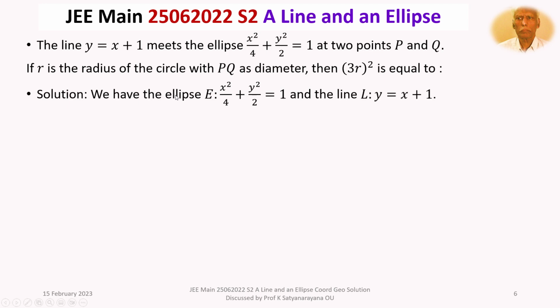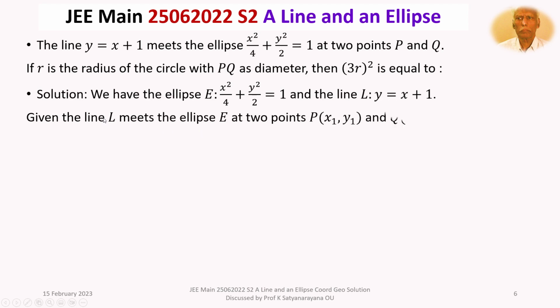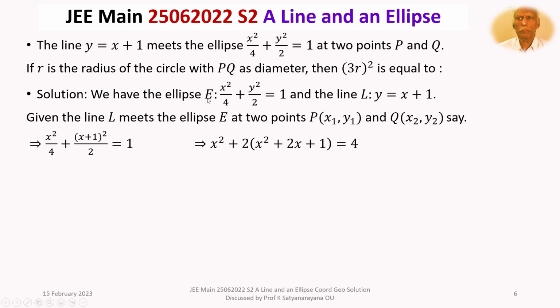We have the ellipse, let us denote it by E, whose equation is x square by 4 plus y square by 2 is equal to 1, and the line denoted by L, whose equation is given by y is equal to x plus 1. It is given that this line L meets the ellipse E at 2 points P and Q. Let us say the coordinates of P and Q respectively are (x1, y1) and (x2, y2). Because the line L is meeting the ellipse at 2 points, we take y is equal to x plus 1 and substitute in the equation of the ellipse and solve for x and thereby solve for the corresponding y.